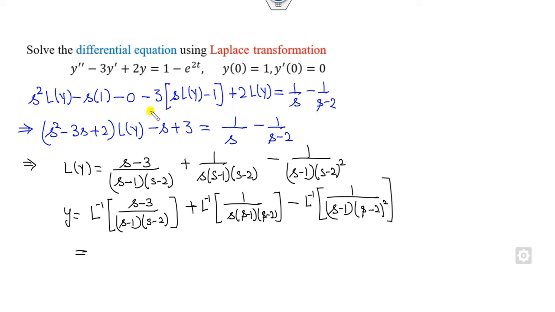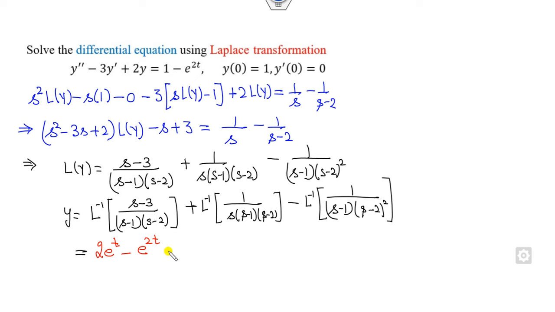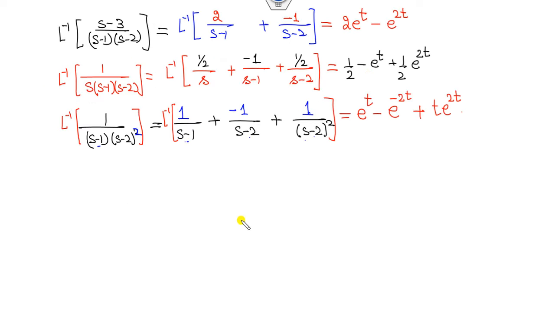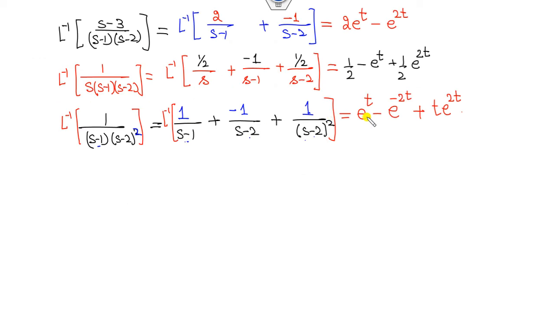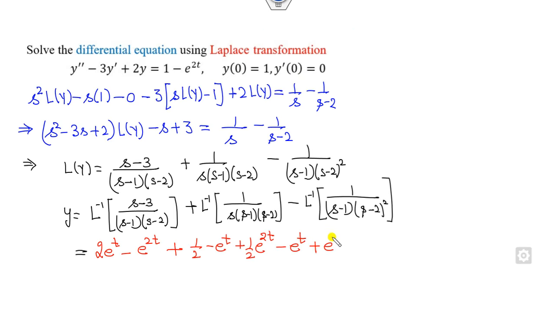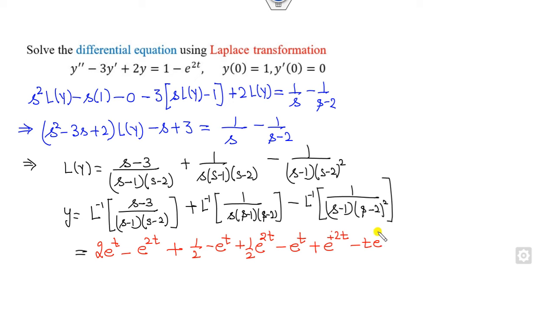Now I can substitute all these values here. What is the Laplace inverse of the first part? That is 2 e raised to power t minus e raised to power 2t, plus second part, which is half minus e raised to power t plus half e raised to power 2t, minus the third quantity, minus e raised to power t plus e raised to power 2t minus t times e raised to power 2t. Fine. Now you can do that calculation.